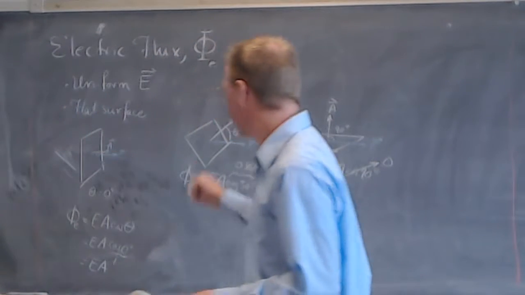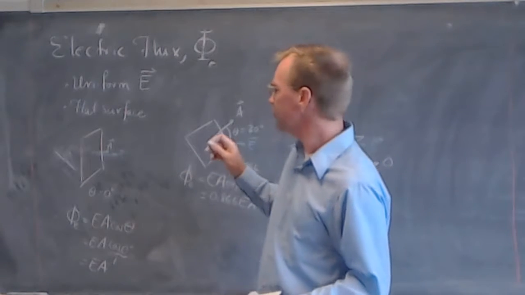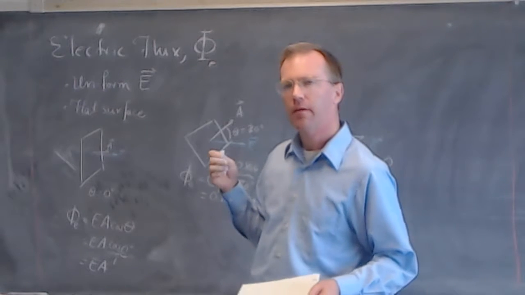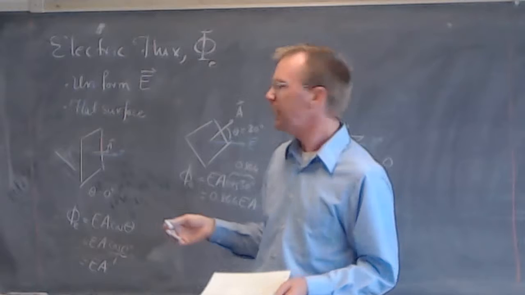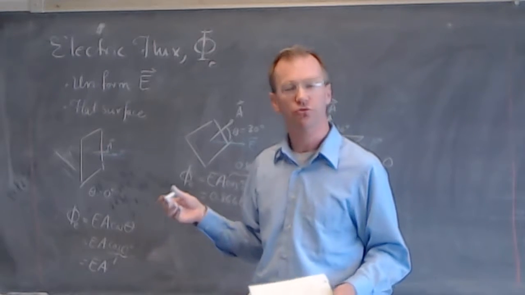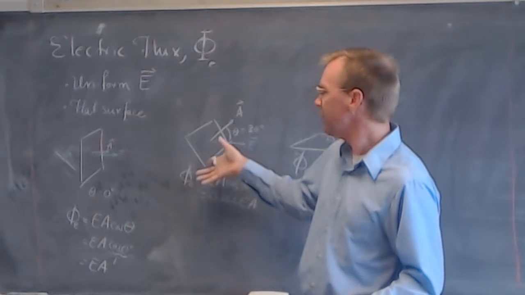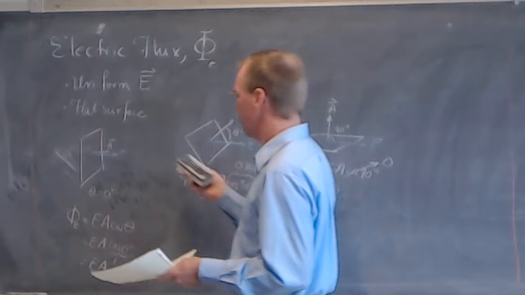Okay. By the way, the book explains this somewhat differently, as the perpendicular component of the electric field times the area. I prefer to look at it, or it's easier to derive, I think, if you look at it as the electric field times the fraction of the area that field sees. So, let me put this together.